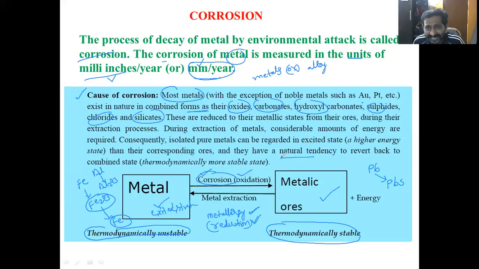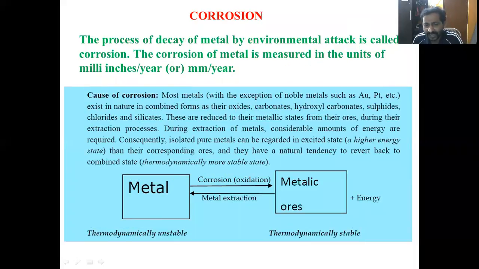This is the natural tendency: they go back to the combined state, the thermodynamically stable form. That is why these metals are always unstable. They go back to the original form of their ores, and that process is called corrosion or oxidation. Now, what is the cause of corrosion? The metals isolated from the ores are thermodynamically unstable, so they revert back to the natural form of the ores, which is called corrosion or oxidation. This is the main cause of corrosion.